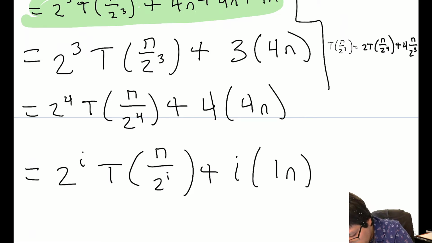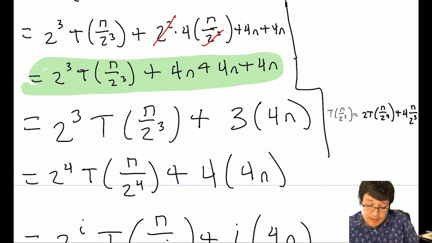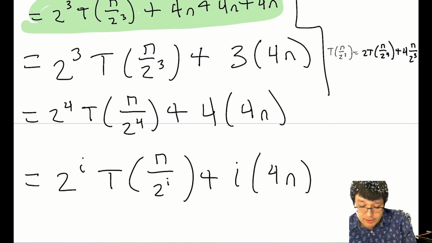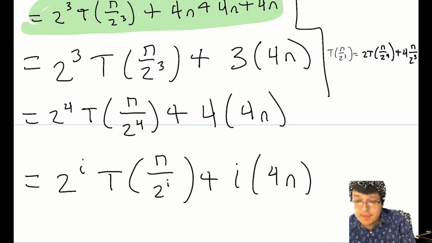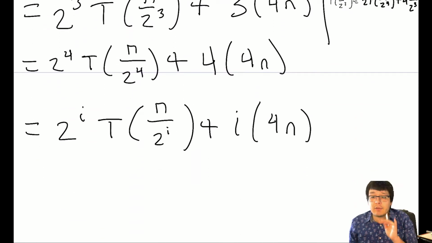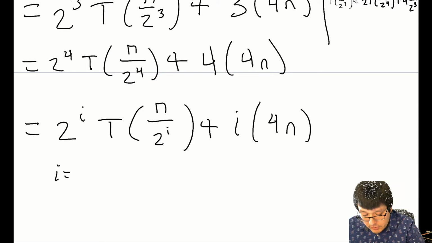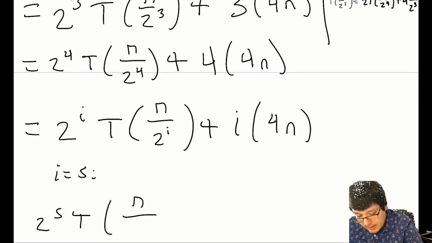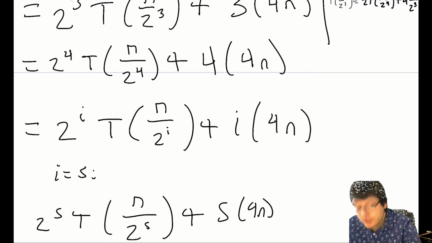So how did I do this magic here? Look at the powers. The powers are going up by one each time. And the multiplier of the 4n's is increasing by 1. So I'm saying the i represents the ith iteration of this that we're doing. This is the fourth one, so we would plug it in. Using this, if i was equal to 5, I'd get the next term, which would be 2 to the 5th T(n divided by 2 to the 5th) plus 5 times 4n, which indeed would be correct.